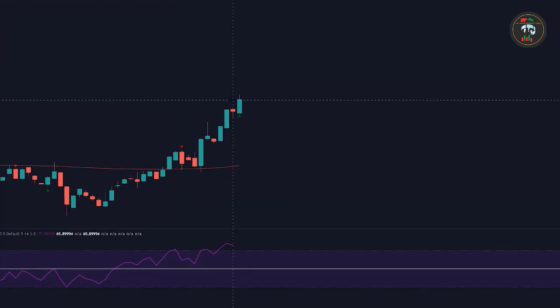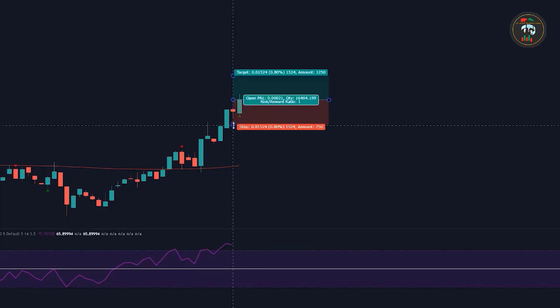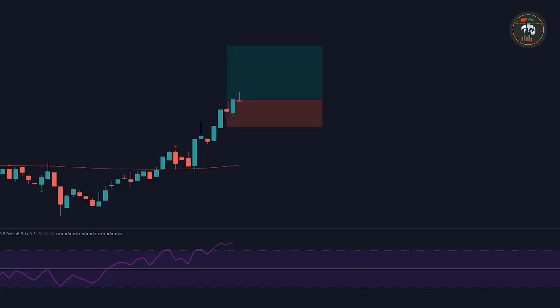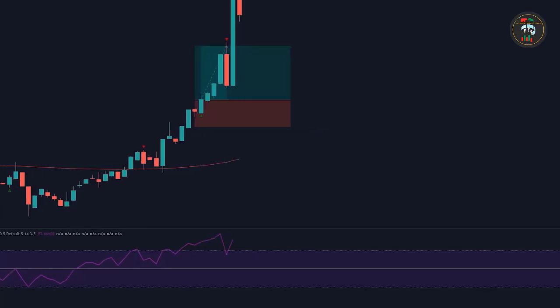For this specific strategy, we will set a stop loss twice the length of the entry candle. Then we will set our take profit at a ratio of 2:1. It's so simple. And boom, as you can see, the price is hitting our limit.